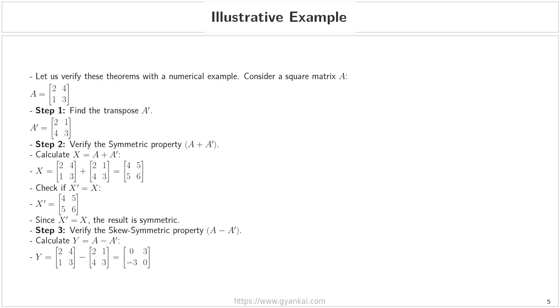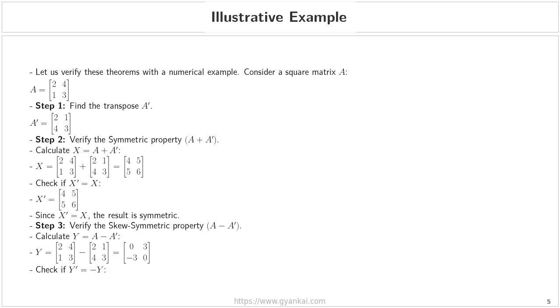Performing the subtraction, 2 minus 2 is 0, 4 minus 1 is 3, 1 minus 4 is negative 3, and 3 minus 3 is 0. So, matrix Y has the first row, 0 and 3, and the second row, negative 3 and 0.